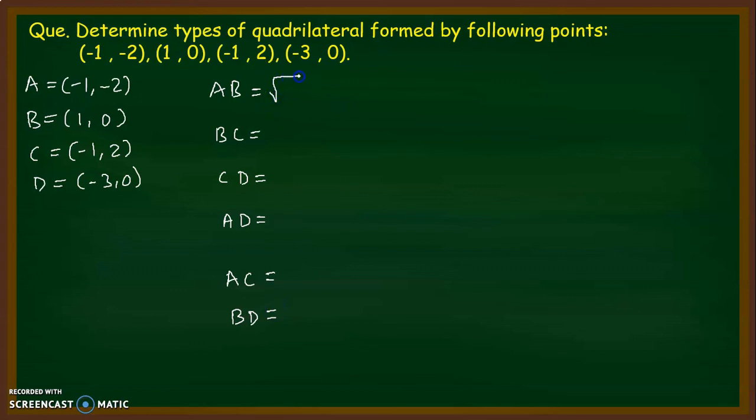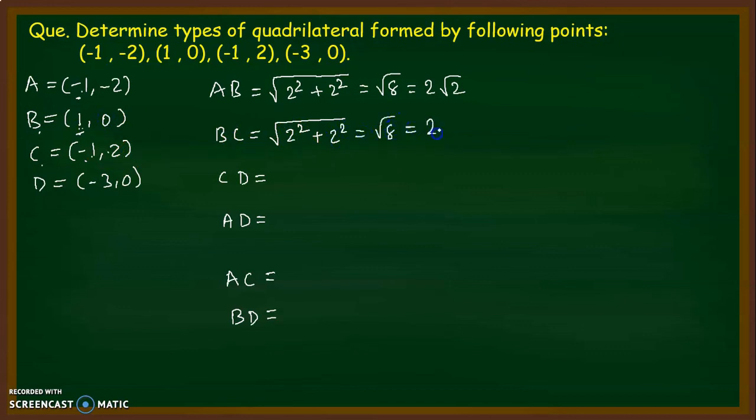So if you find out the distance between A and B, this is A, this is B. So x2 minus x1 whole square will be equal to 2 square, plus y2 minus y1 whole square, that is also equal to 2 square. So it will be equal to 2 square plus 2 square, that is under root 8, or you can write it as 2 root 2. Same way, find out the distance between B and C. So this is B and this is C. If you use the distance formula, x2 minus x1 whole square will be equal to 2 square, plus y2 minus y1 whole square will also be equal to 2 square. So BC is also 2 root 2 units.